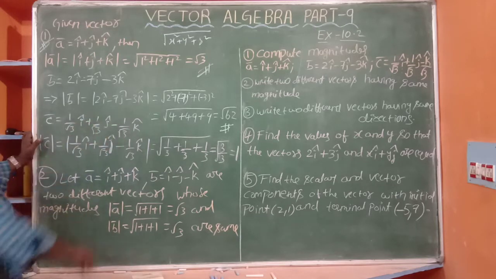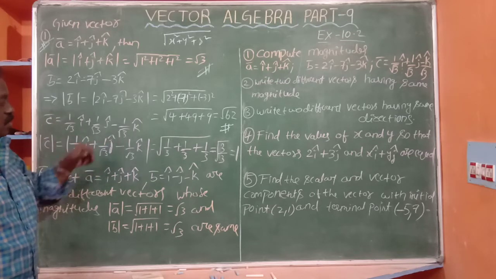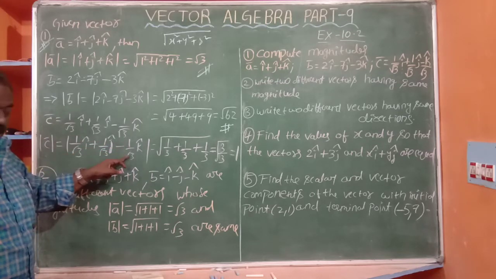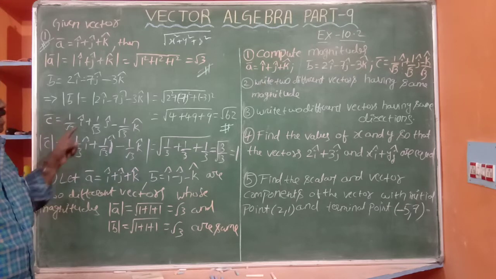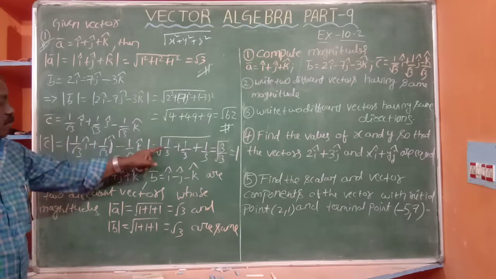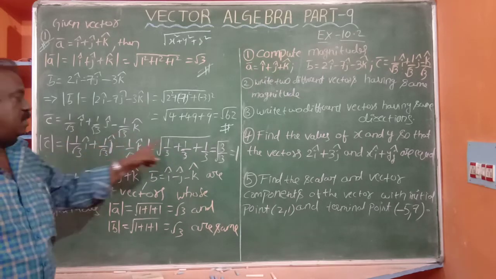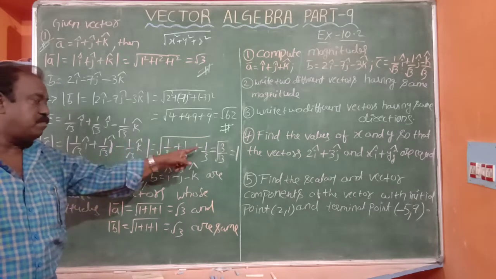Here also, mod of C bar: 1 by root 3 is x, 1 by root 3 is y, 1 by root 3 is k. For x square, 1 by root 3 square, I directly gave the answer. 1 by root 3 square is 1 by 3, again 1 by 3. Minus 1 by root 3 with the square is plus 1 by 3 only.